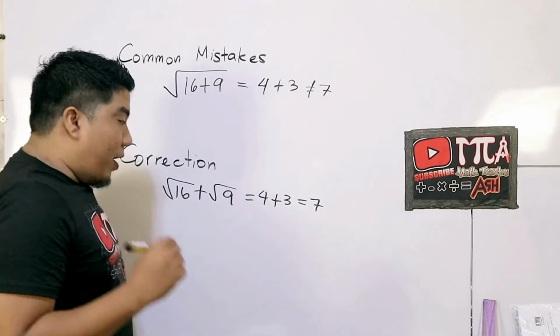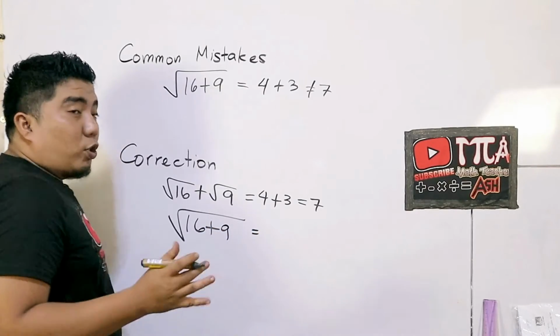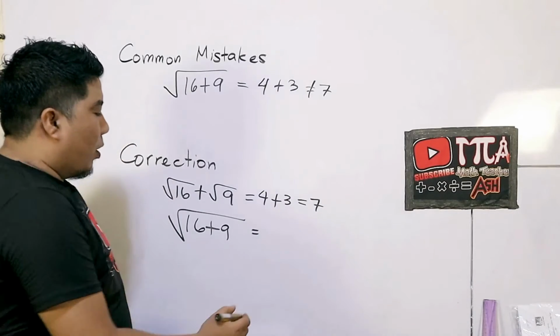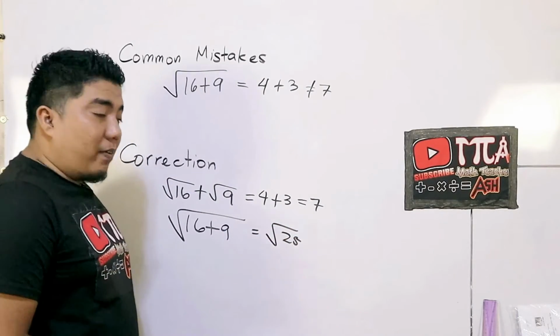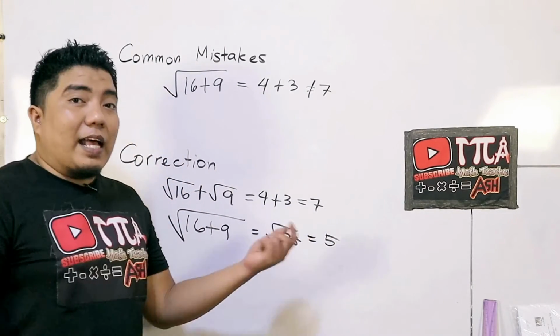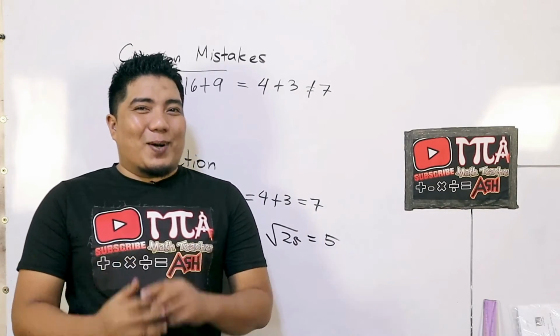However, if the given is like this, the square root of 16 plus 9, then what you do is you simplify first what is inside the radical symbol, and that is 25, because 16 plus 9 is 25. The square root of 25 is equal to 5. And that is your final answer. Easy, right? So now let us go to our next common mistake.